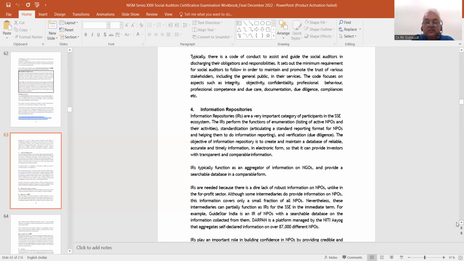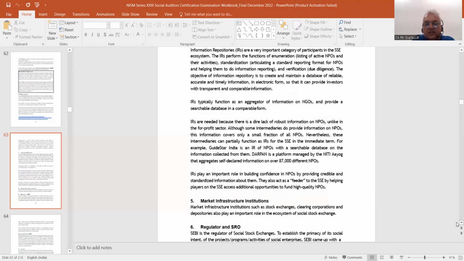So these intermediaries can partially function as IRs for the social stock exchange in the immediate term. For example, GuideStar India is an information repository of NPOs because there are some organizations which are working already, but naturally now the procedure will be more standardized, and all the NPOs who want to get their securities listed on the social stock exchange will be subjected to the regulations, and they will be required to furnish information to these information repositories, which will compile a database of reliable, accurate, and timely information.